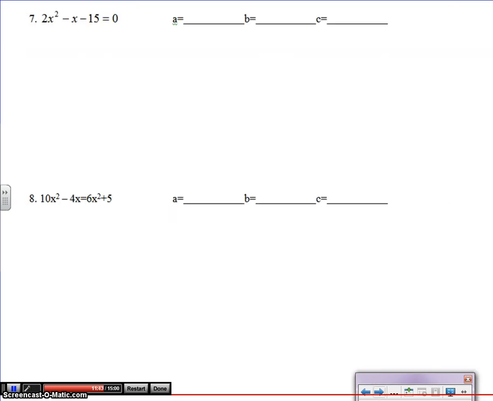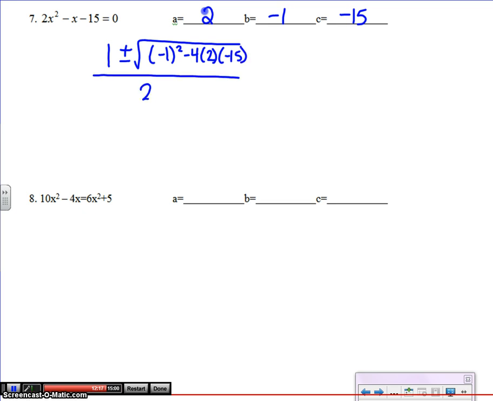All right, let's go ahead and try 1 with the quadratic formula, and then we can go ahead and move on. Okay, so we look at number 7 and we see that this is in the correct form. So we're going to go ahead and identify a, b, and c. a is 2. We don't see anything in front of b, so that's negative 1. And negative 15 will be c. All right, so now we're going to plug this in. So negative b, so positive 1, plus or minus the square root of b squared minus 4 times a times c all over 2a.